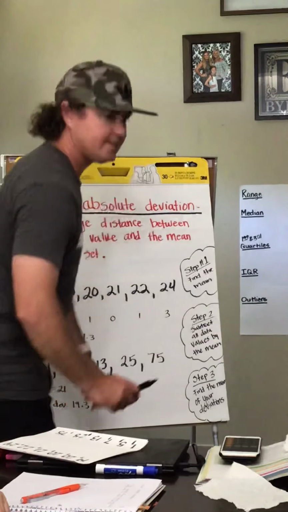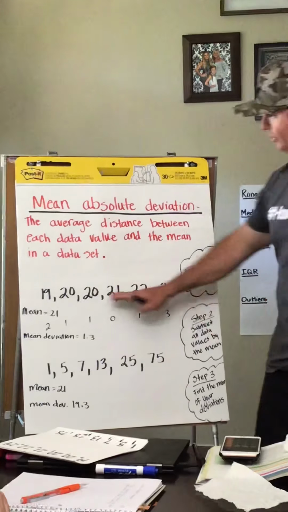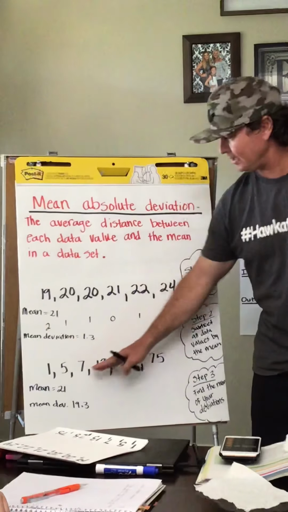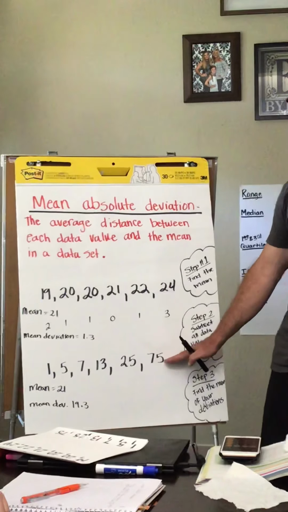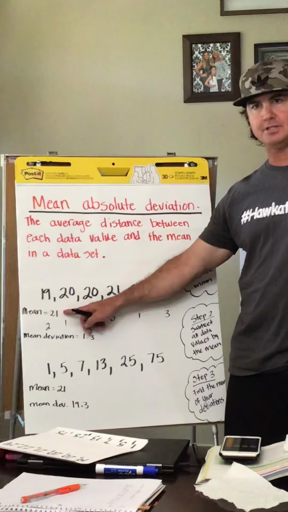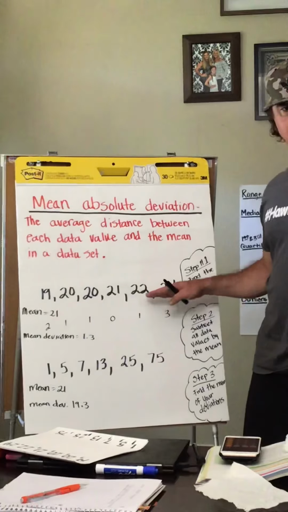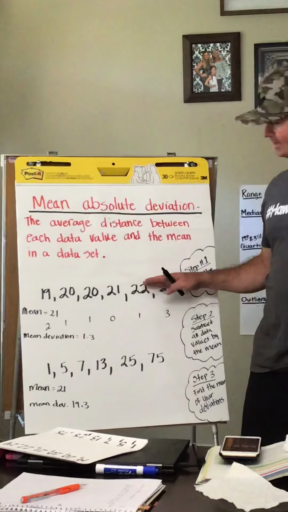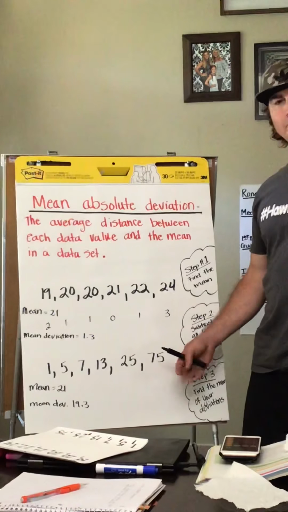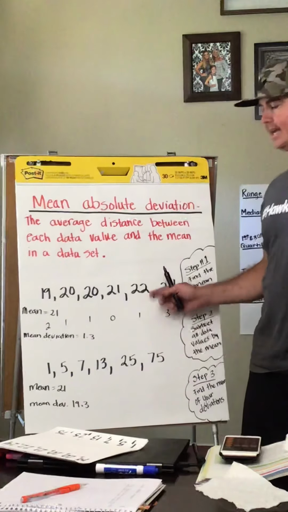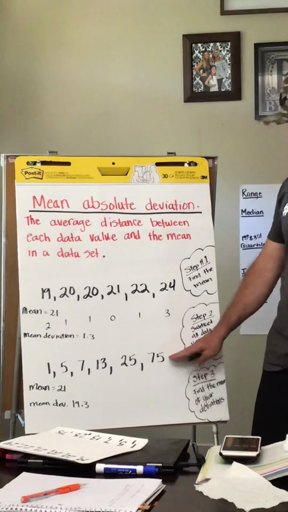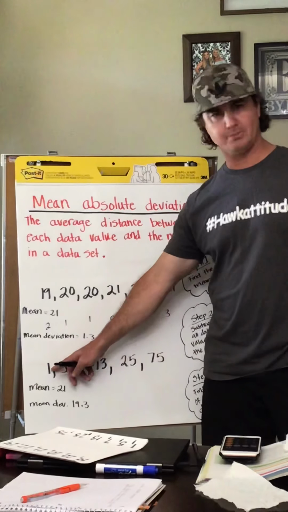What I wanted you to see here is that we have two totally different sets of numbers. This one has a 75, a 1, a 5, a 7. But what is the mean? 21. The same exact average as this set of numbers. Now, which of these sets is going to have the greater deviation? The bottom one, because it has a really big number and a really small number.